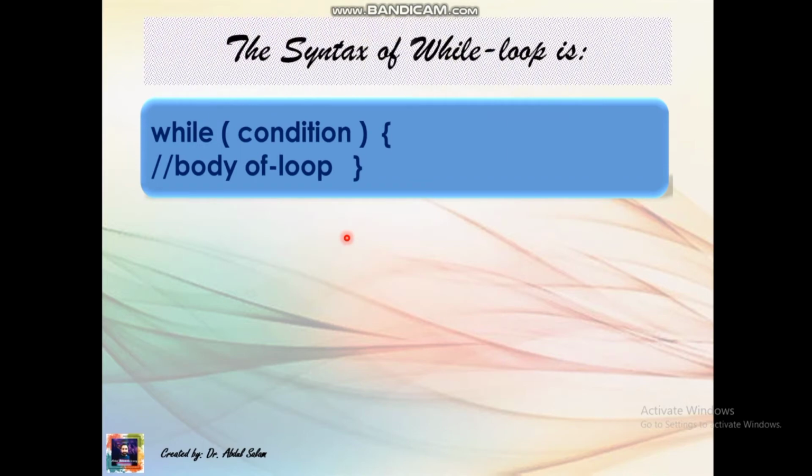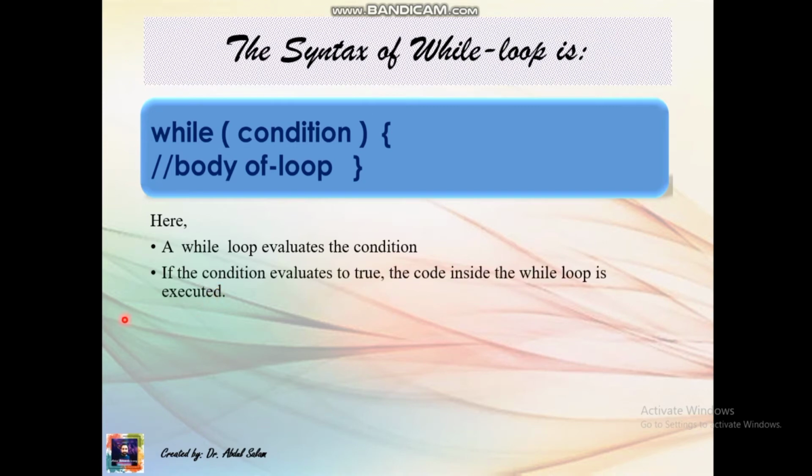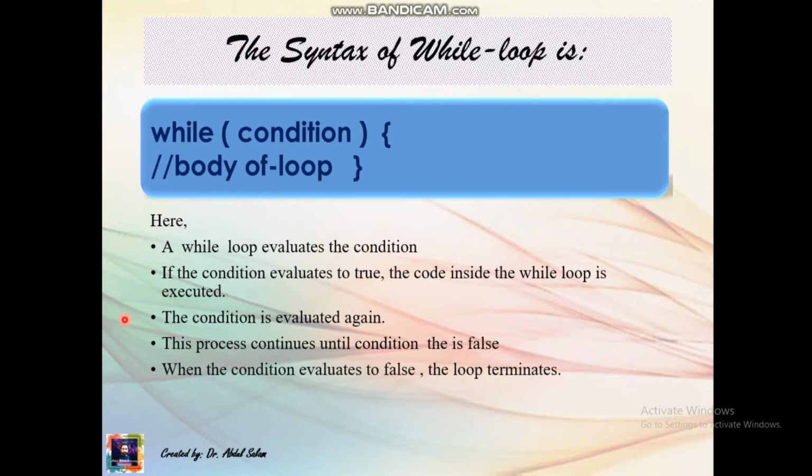Next we have the syntax of the while loop. The syntax of the while loop is while, the condition in parentheses, then curly brackets and the body of the loop. A while loop evaluates the condition. If the condition evaluates to true, the code inside the while loop is executed, and the condition is evaluated again and again. The process continues until the condition is false. When the condition evaluates to false, the loop automatically terminates.